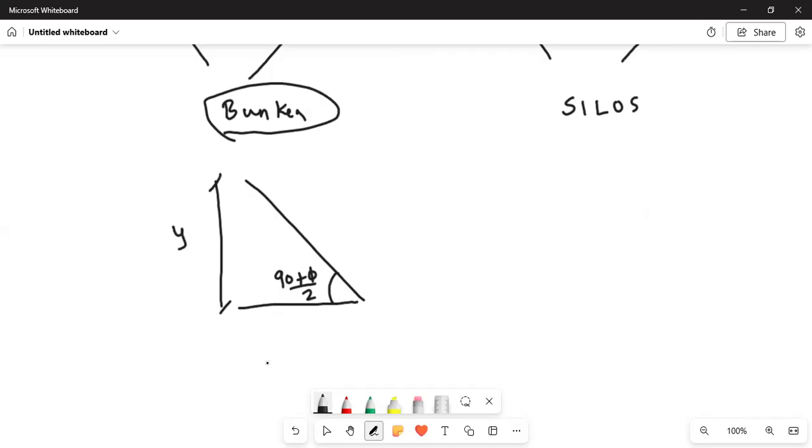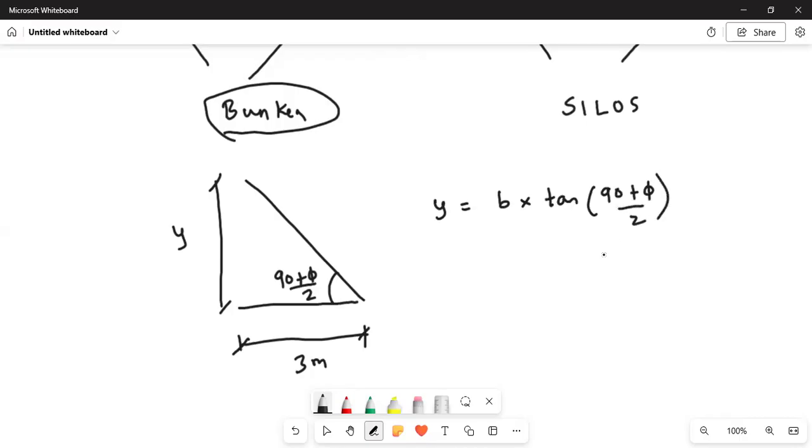This height is y, and this dimension is 3 meter, the dimension of the bunker. Okay, 90 plus pi by 2. So what is y? y equal to b into tan(90 plus pi by 2). If you do this, y is equal to 5.20, which is greater than h2. Since it is greater than h2, this line will intersect the horizontal surface.